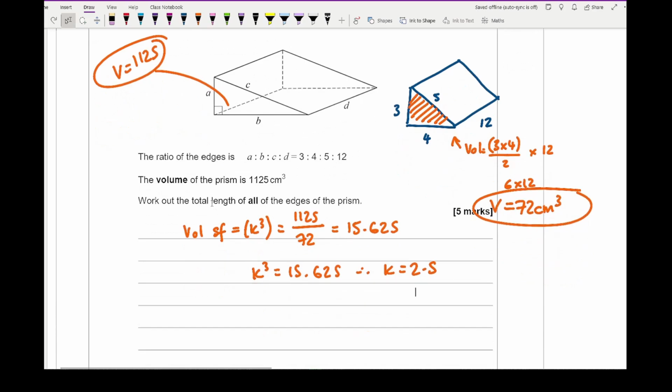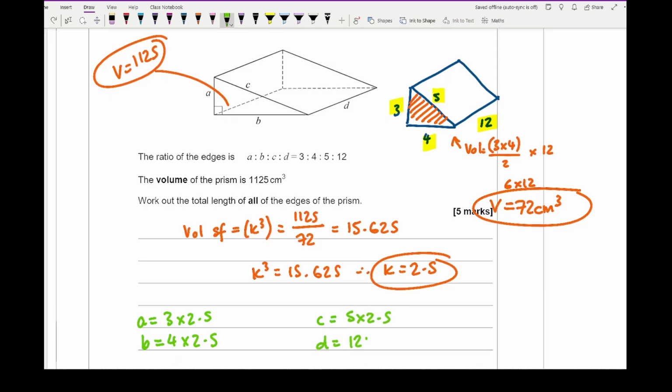So what I then need to do is multiply each of these measurements here by 2.5. So from this we get A equals 3 times 2.5, B equals 4 times 2.5, C equals 5 times 2.5, and D equals 12 times 2.5. If I type that all into my calculator, I'll get my respective values. So that's going to be 7.5, that's going to be 10, that's going to be 12.5, and 12 times 2.5 gives me an answer of 30.